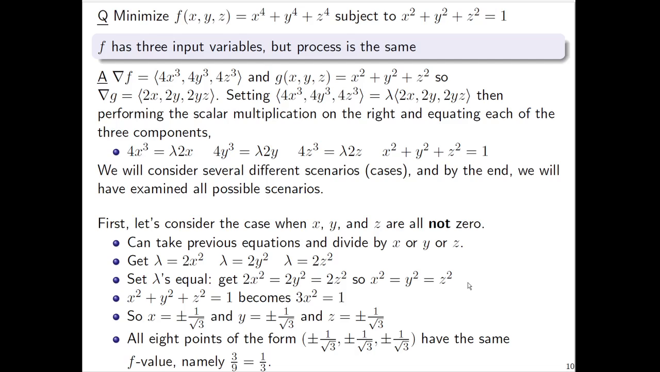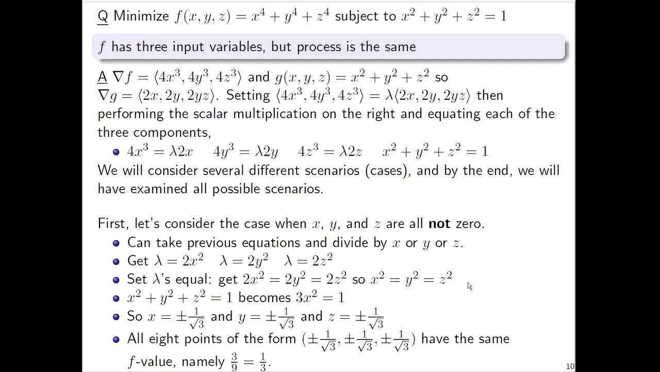So there's really 8 points of this form, because you can take plus plus plus, or plus plus minus, or plus minus plus, or plus minus minus, and then finally 4 more where the x coordinate is negative. And if you run any of these 8 points back into the original function f at the top, they all have the same f value, namely 3/9, which will simplify to 1/3.